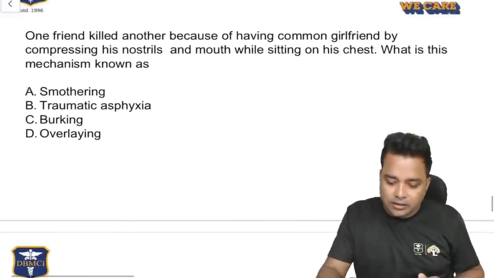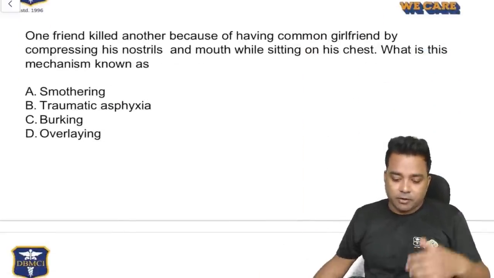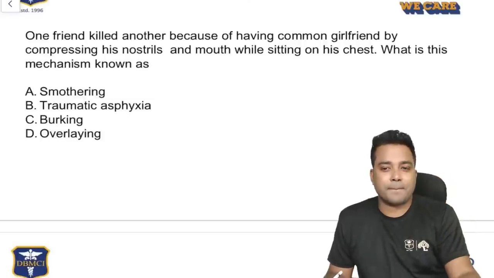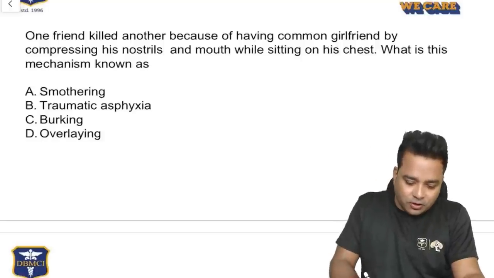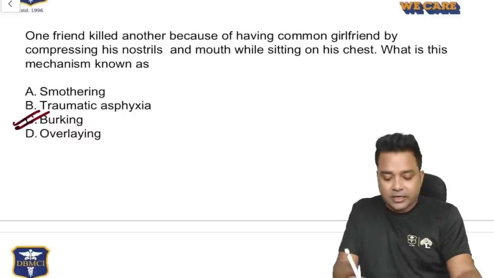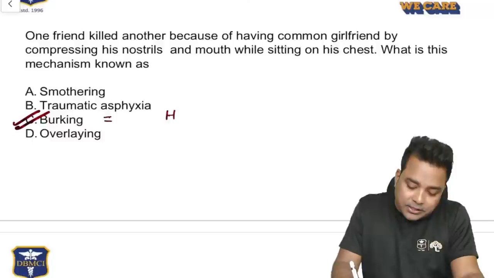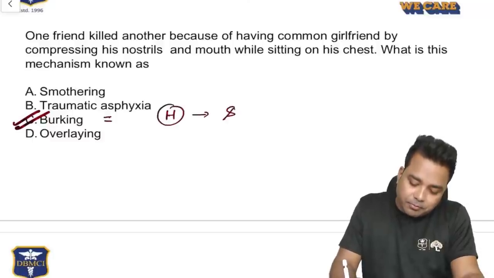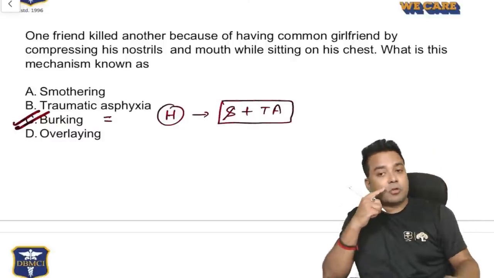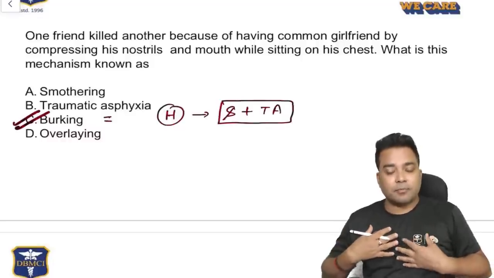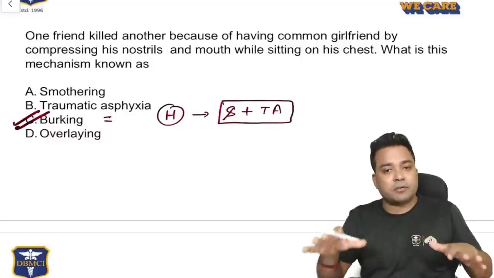Answer this one. One friend killed another because of having a common girlfriend by compressing his nostrils and mouth while sitting on his chest. What is the mechanism known as? This is what is called burking. Burking in one word should be memorized as homicidal smothering plus traumatic asphyxia. Smothering is external compression of mouth and nose by any means, by hands, by pillows. Traumatic asphyxia is external compression of the chest by anything which is a heavy object or a heavy subject.